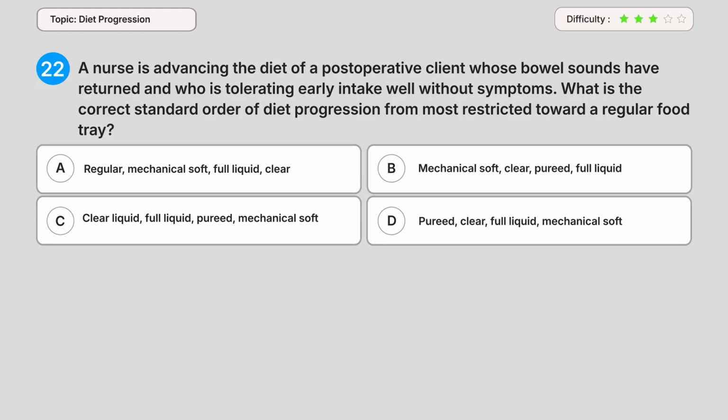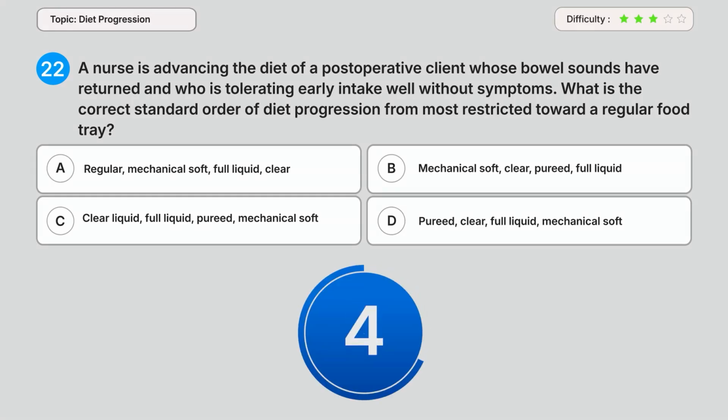A. Regular, mechanical soft, full liquid, clear. B. Mechanical soft, clear, pureed, full liquid. C. Clear liquid, full liquid, pureed, mechanical soft. D. Pureed, clear, full liquid, mechanical soft. Do you know the answer?